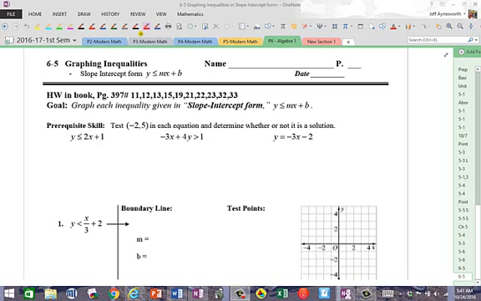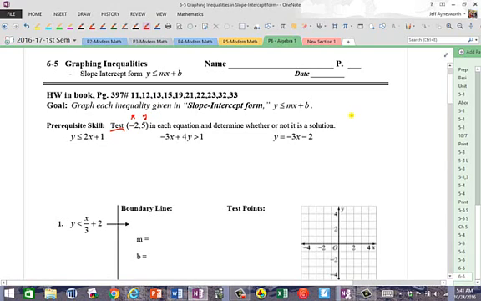So let's take negative 2 comma 5. The x coordinate is negative 2 and the y coordinate is 5, and let's test it. To do that, all you do is substitute the point into the equation and determine if you have a true statement or not. So x is negative 2 and y is 5.